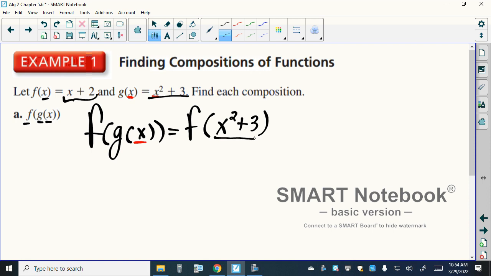So that means in the function, everywhere there's an x, I'm replacing it with x squared plus 3. So what we have is x squared plus 3, because we replaced that x, and then we have plus 2. And every time we replace that variable, we put it in there with parentheses. Because if here it's just x, if it had been negative x, we still need that negative sign, and then what we're replacing x with.